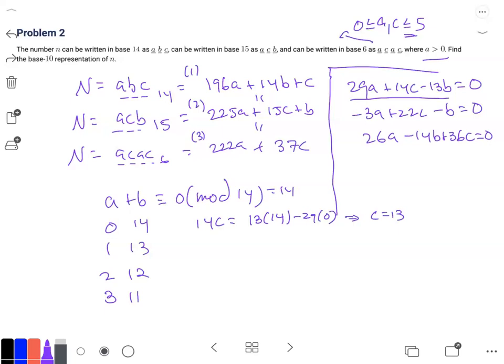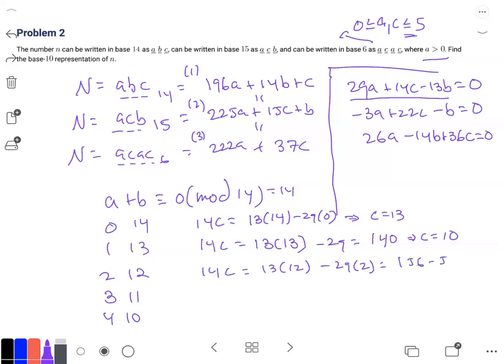So if we have 1 and 13, 14c is equal to 13 times 13 minus 29. This is 140. C equals 10, again, too big. If a is 2, b is 12, we have 14c is equal to 13 times 12 minus 29 times 2. This is 156 minus 58. That becomes 98. So c is equal to 7. Too big again. Next one will work, hopefully.